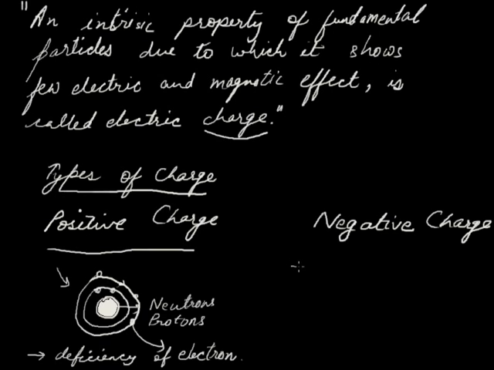Similarly, when a body takes electrons, then that body is said to be negatively charged because there is an excess of electrons inside the atom, and that's why the atom shows an imbalance in the charge and becomes negatively charged. So whenever a body acquires more electrons, it becomes negatively charged.